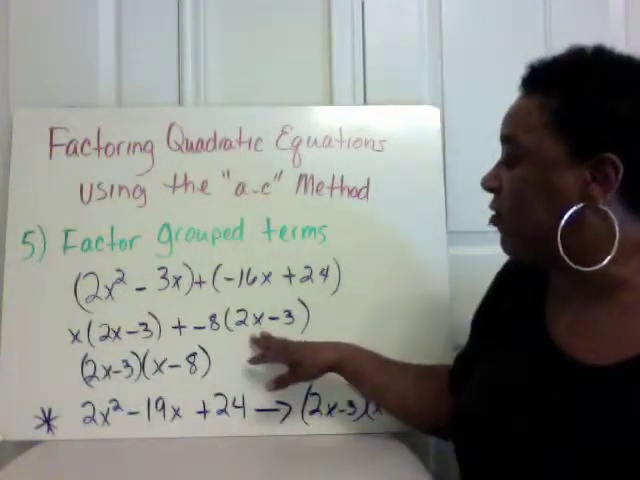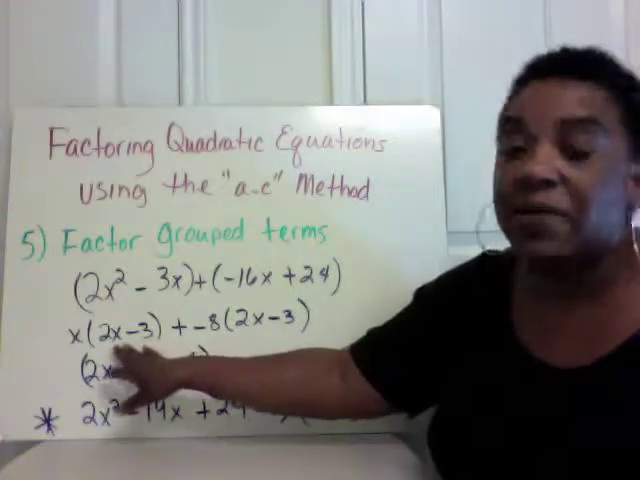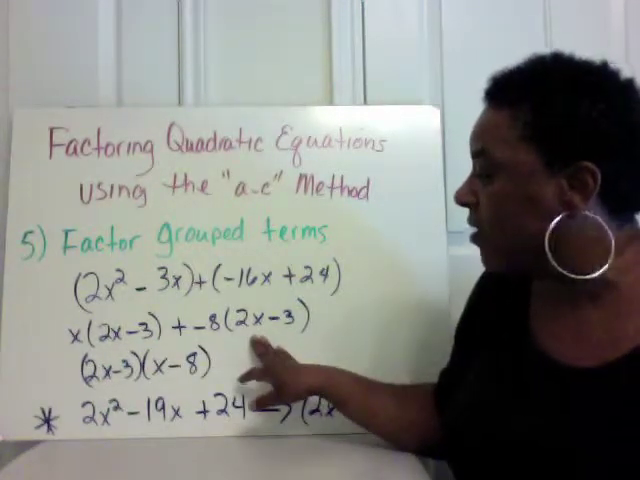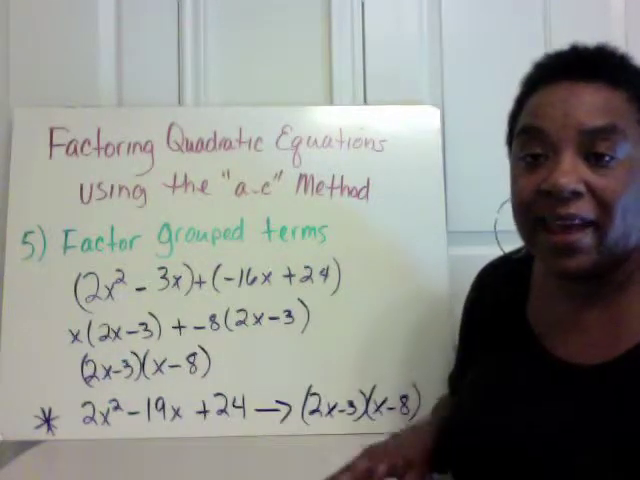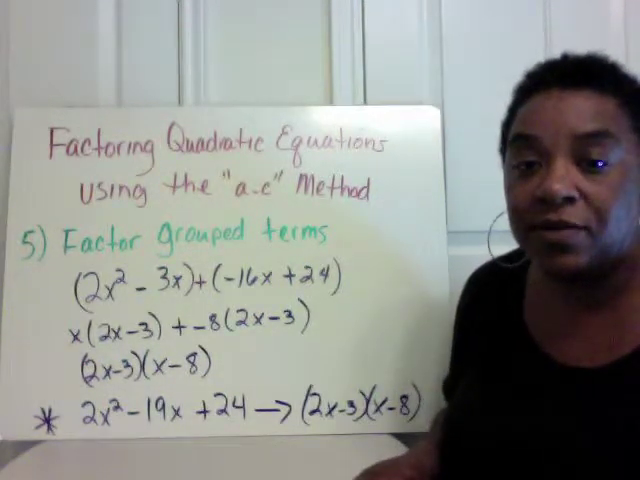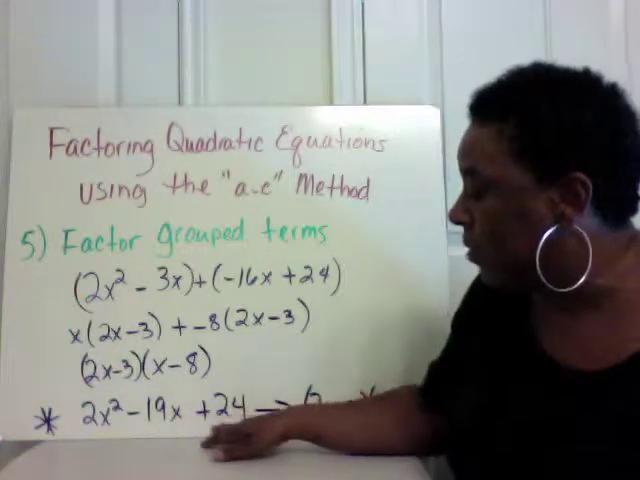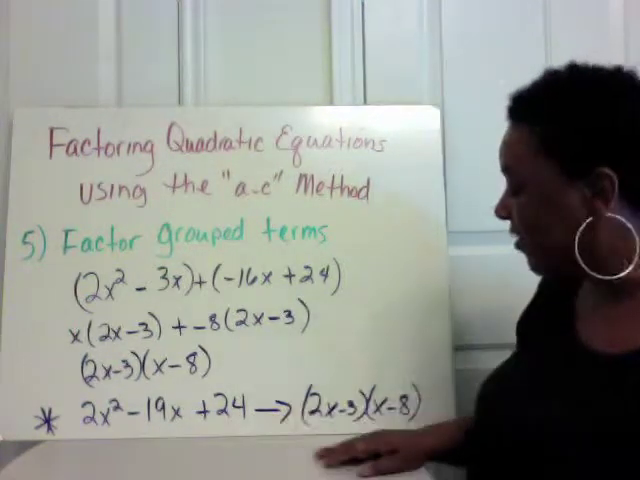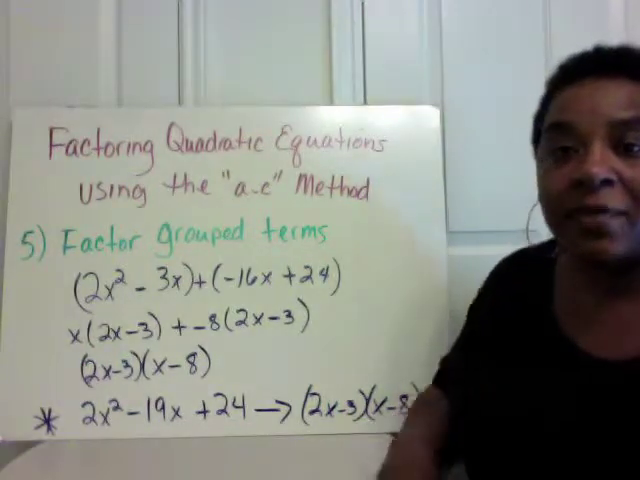Now, out of these two terms, we can factor 2x minus 3. So when we factor 2x minus 3, we get 2x minus 3 times x minus 8. So we can conclude that 2x squared minus 19x plus 24 factors into 2x minus 3 times x minus 8.